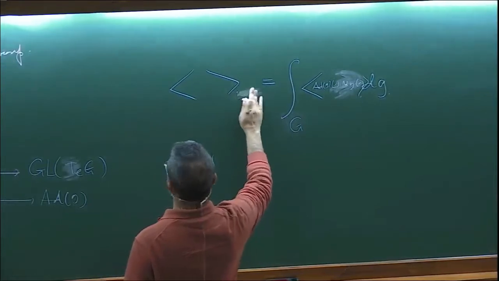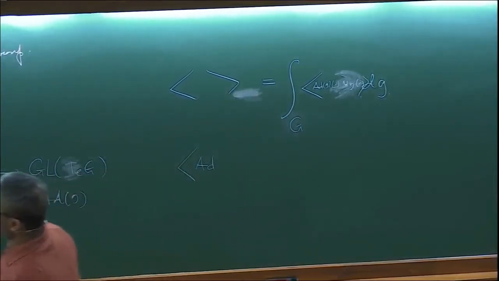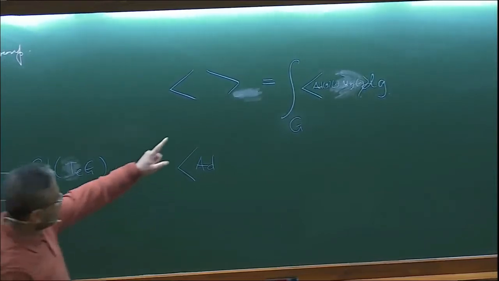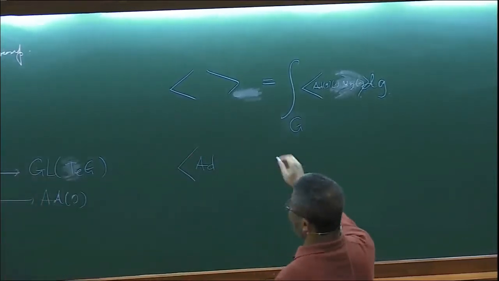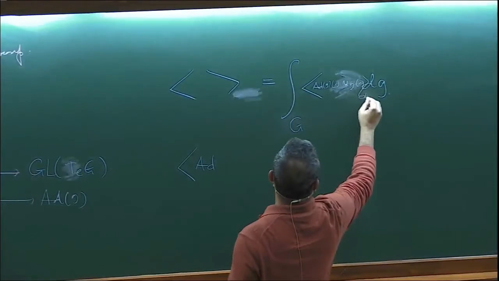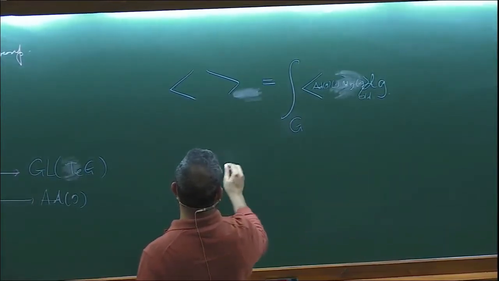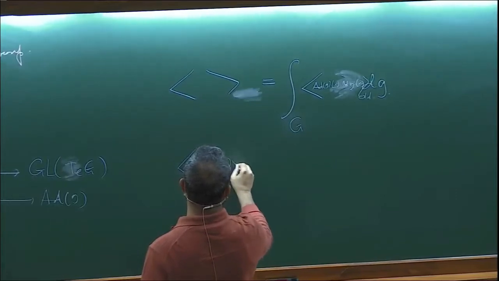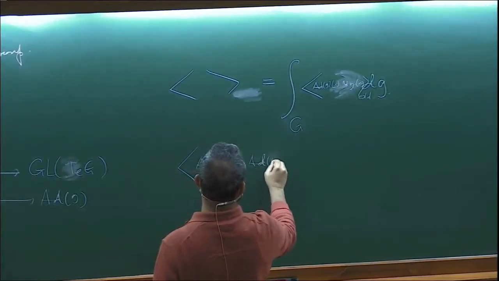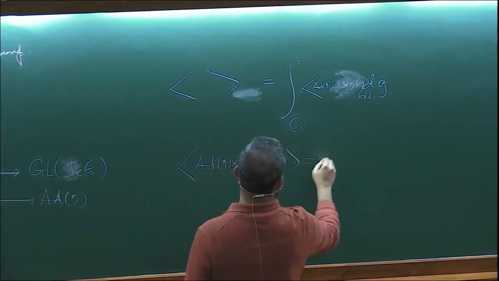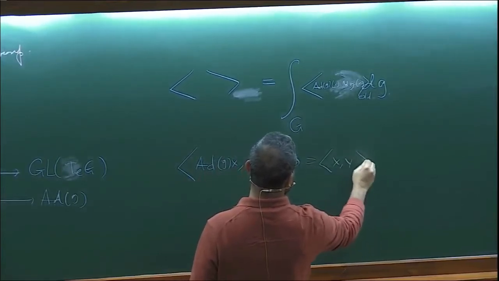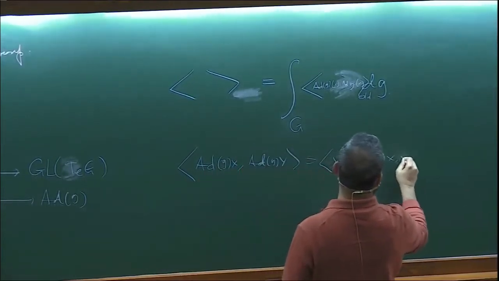So I'll say, and since I'm going to use this all the time, I don't write anything here. So this inner product has the property that the inner product of Ad G x, Ad G y is the inner product of x, y, okay, for all x, y.